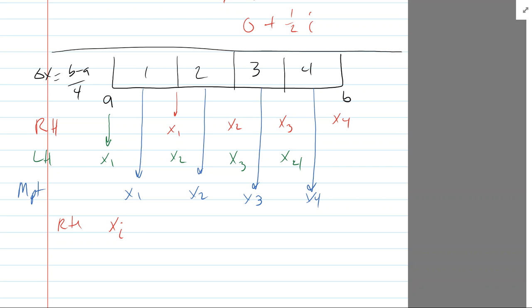So x sub I equals, we have to include A, and then we just said it was plus delta x times I, right? Well, if we're doing left hand, do we want a delta x to begin with? Do we want to add a delta x? No. But we need to include the A. We're always starting from A. But this time we're only going to add a delta x after the first rectangle. So I'm going to do I minus 1.